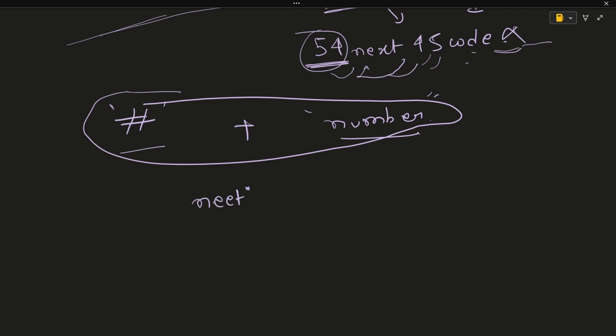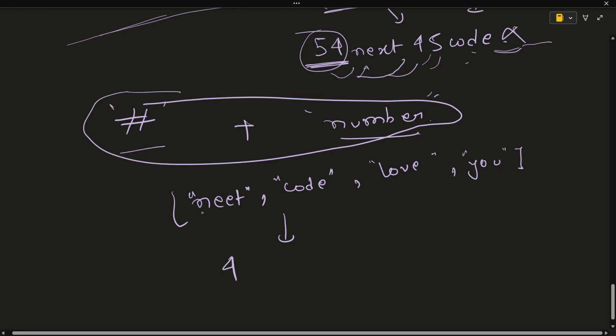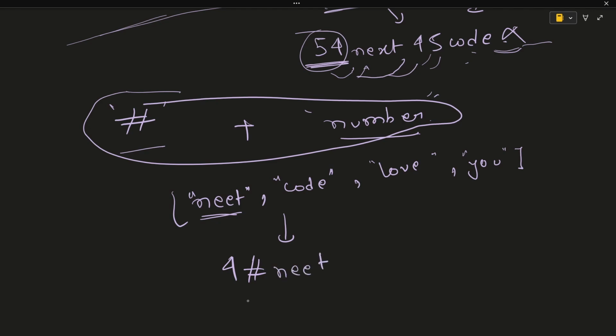For example, need, code, love, you. Okay, this is the input array containing strings, and inside the encode function, this will be transformed into one string. How will it be done? Let us see, by using the combined approach. For example, we add 4, derived from the length of the word need, and then a hash, and then a delimiter after that.